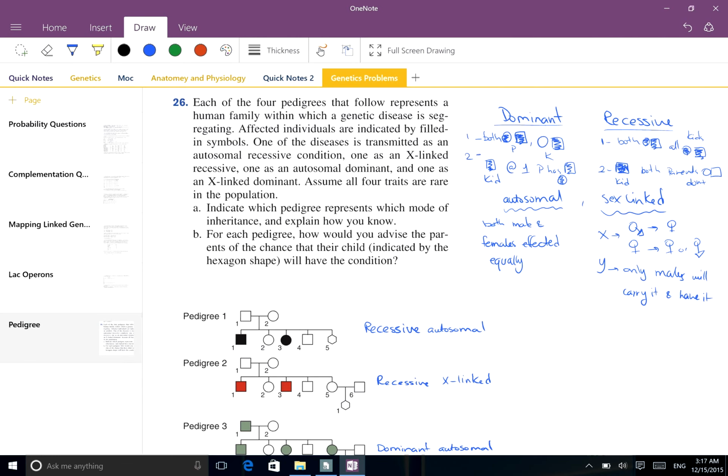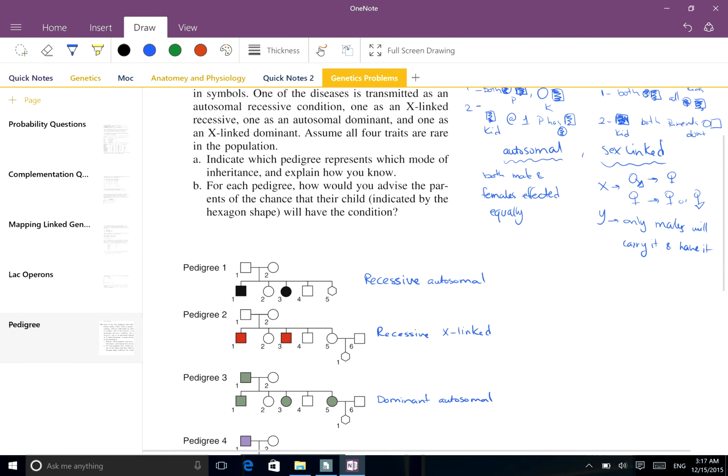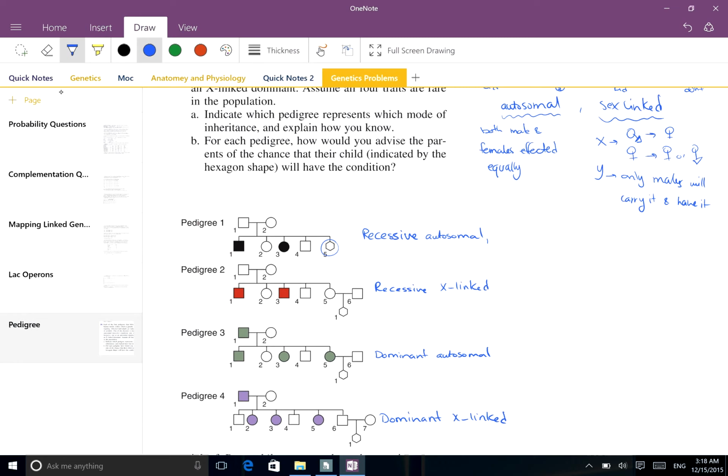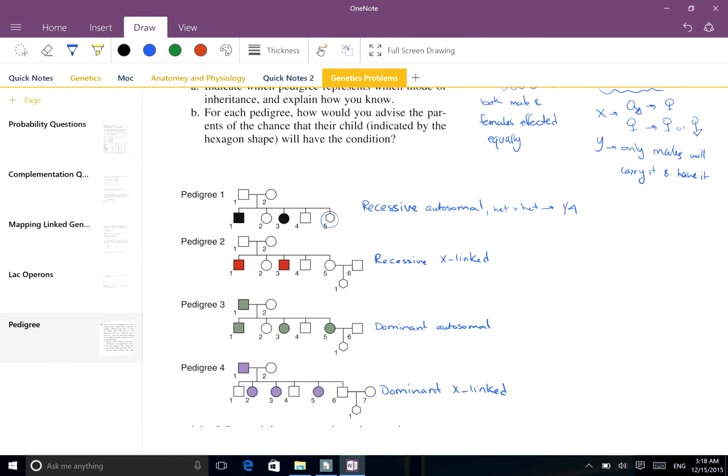They wanted us to indicate what the different pedigrees are. Then they're asking, for each pedigree, what would you advise the parents in terms of the chances the kid might have the condition? So for pedigree number 1, the kids are represented by the hexagon. Since I know that both parents are heterozygous, it's het times het. The possibility of the child having the disease is 1/4, if you remember your ratios.